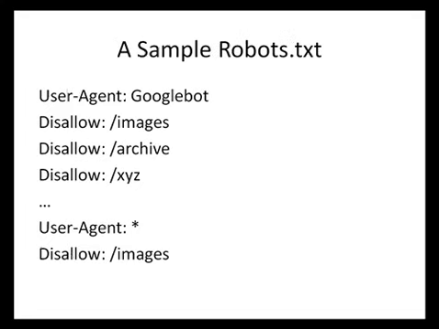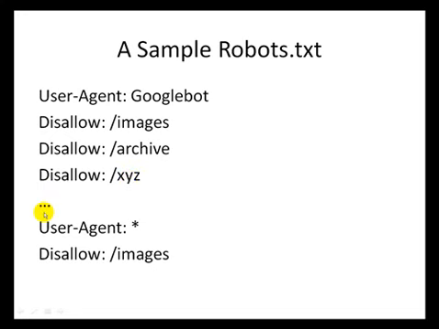So this is a sample robots.txt file, and pretty much in the beginning we have a user agent directive, which is used to instruct specific user agents. Now one option is to also use a star or a wildcard, which means it applies to all user agents. In this case the rules only apply to Googlebot. So the user agent for which the rule is written is Googlebot, and it is disallowed to mine anything in the images directory, anything in the archive directory, and anything in the XYZ directory.